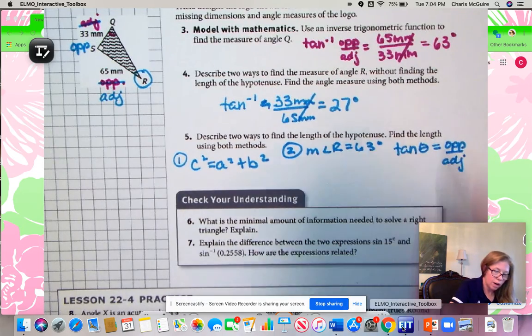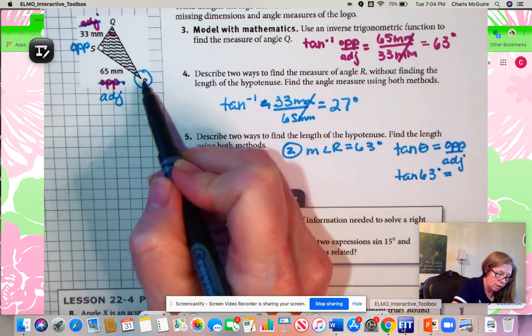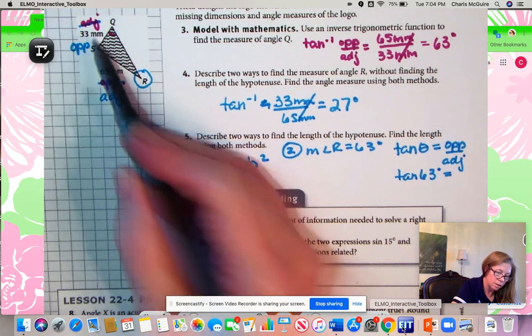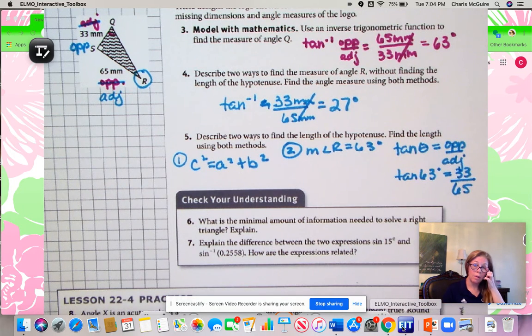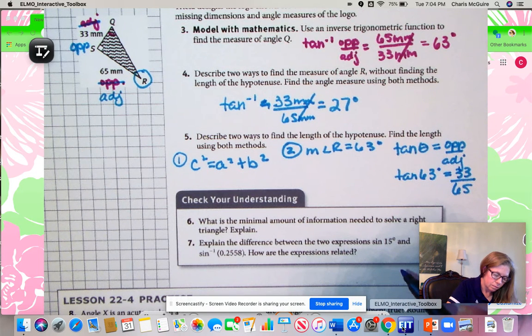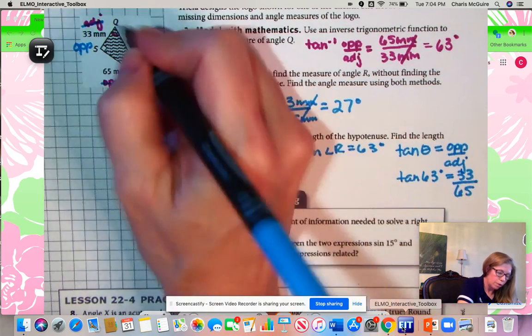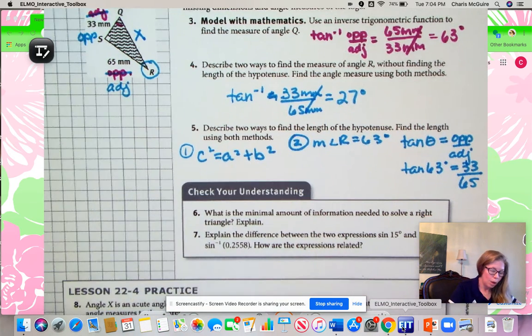Alrighty, so we've got the tangent of 63 degrees, and from angle R, that's our 63 degrees. The opposite side is 33, and the adjacent side is 65. And we've been doing this a lot. We're going to make a proportion. Oops, Mrs. McGuire, I messed up. Okay, guess we're not using tangent if we want to find QR, are we? Nope, we better back it up and use which trig function, guys?